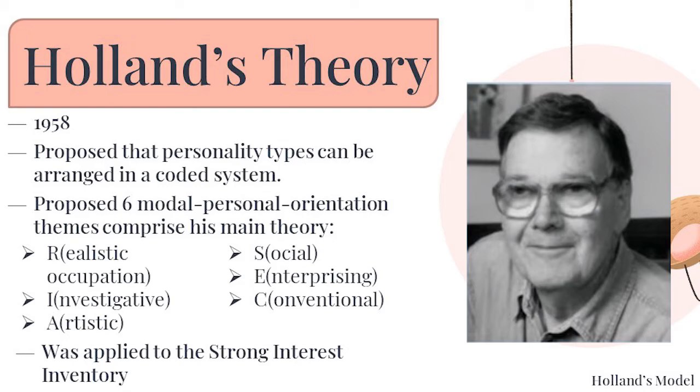Now, on to Holland's theory. Holland developed his theory in 1958 with the proposition that personality types can be arranged in a coded system. He proposed 6 modal personal orientation themes that comprise his theory. They are realistic, investigative, artistic, social, enterprising, and conventional. In the 1970s, Holland's theory was applied to the Strong Interest Inventory as a means to measure personality types and match them to potential careers of interest.